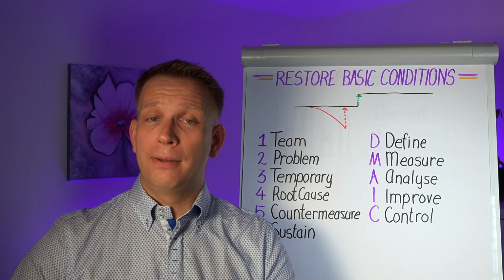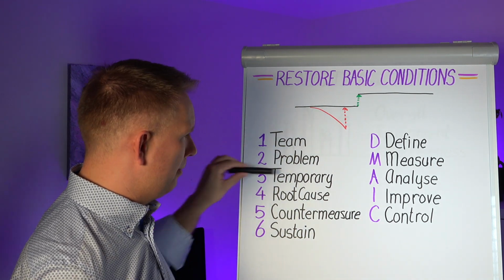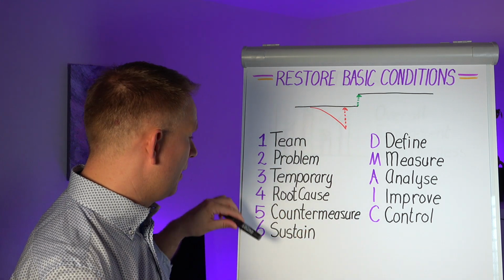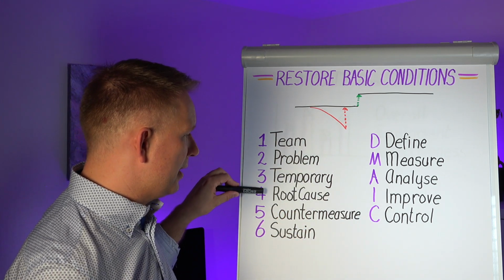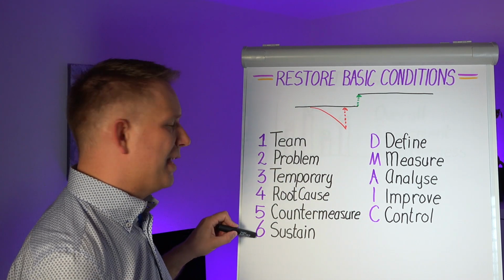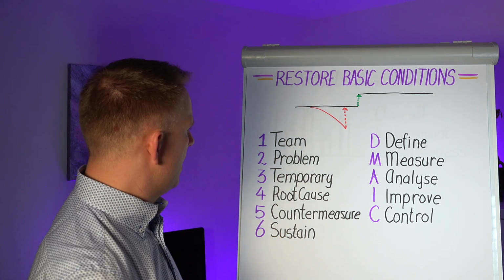Now, what do I mean? When we look at problem solving, the steps: make a team, define the problem, put some temporary countermeasures in place just to contain the problem, do your root cause analysis, and then from that you make countermeasures which you implement, and then you standardize and you sustain those countermeasures so that you eliminate the problem.